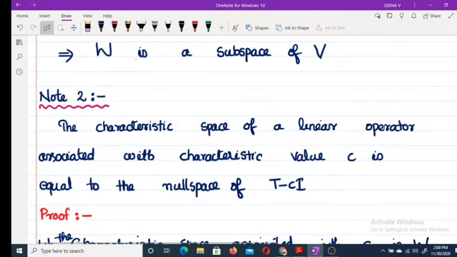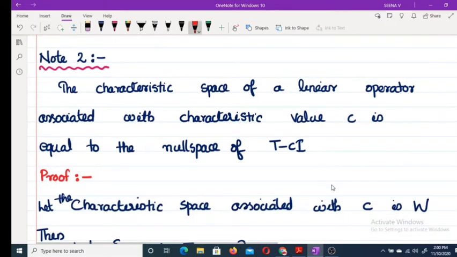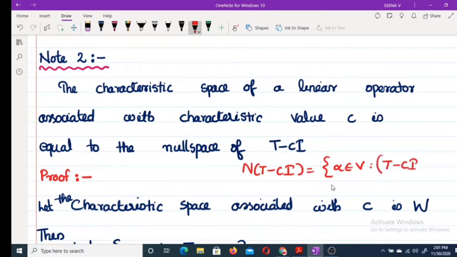Now there is another note. The characteristic space of a linear operator associated with the characteristic value C is equal to the null space of T minus CI. What is the null space of T minus CI? The null space of T minus CI is the set of all alpha belonging to V such that T minus CI applied to alpha equals 0, and we have to prove that the characteristic space associated with the characteristic value C is the same as the null space of T minus CI.